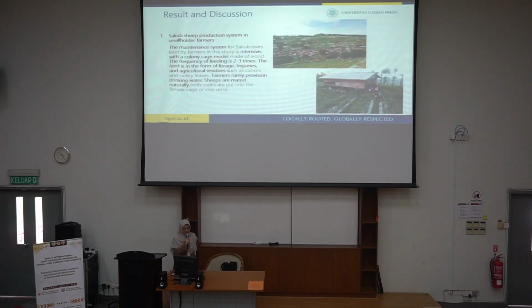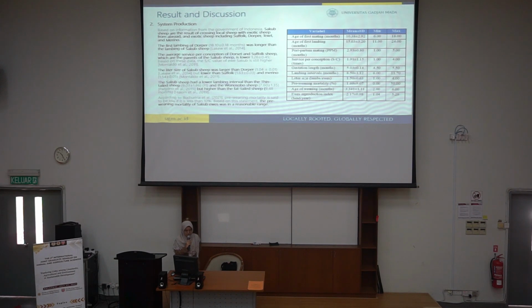The result and discussion. The first is about the saffron sheep production system in smallholder farmers. Based on information from the government of Indonesia, saffron sheep are the result of crossing local sheep with exotic sheep from abroad, and the exotic sheep include Suffolk, Dorper, Texel, and Merino.